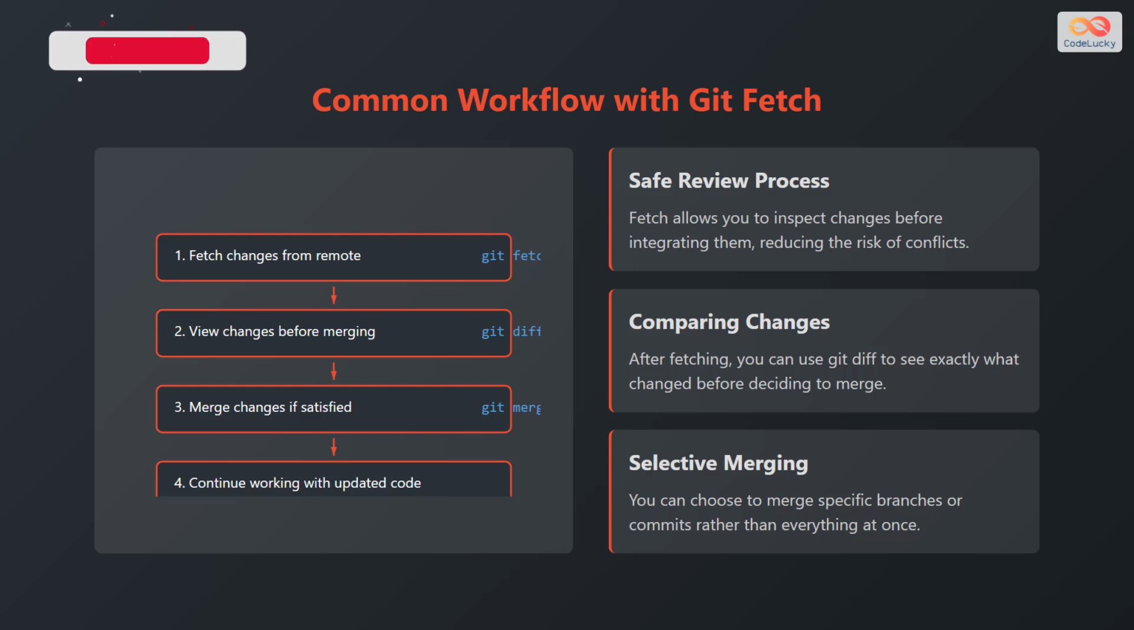Here's a common workflow that utilizes Git Fetch to manage changes effectively. First, you fetch changes from the remote repository by using the command git fetch origin. Next, you view the changes before merging. You can use the command git diff main origin/main to compare your local main branch with the origin's main branch. Third, if you are satisfied with the changes, you merge them into your local branch using the command git merge origin/main. Finally, you continue working with the updated code in your local repository.